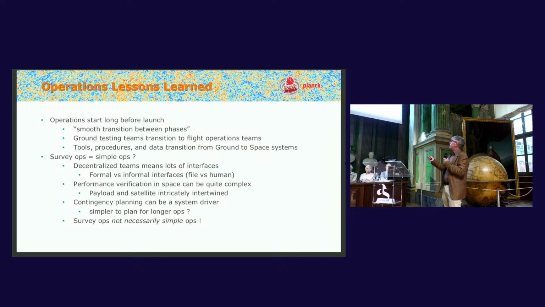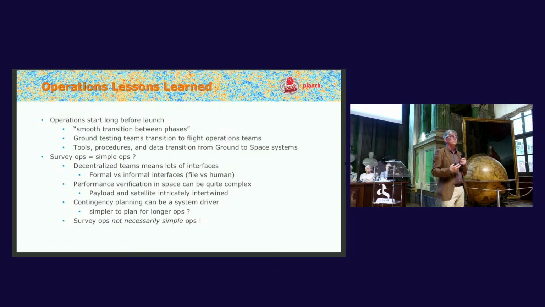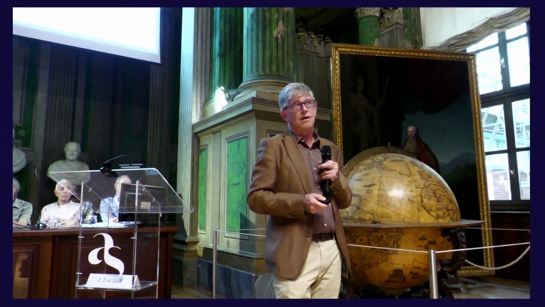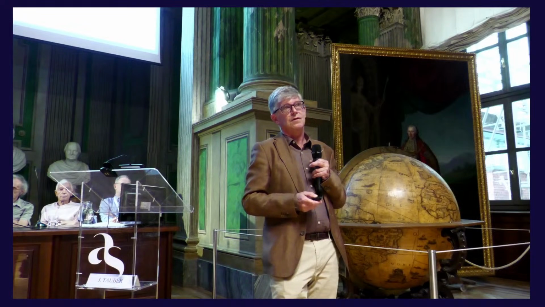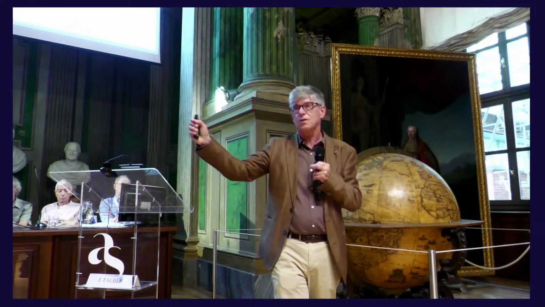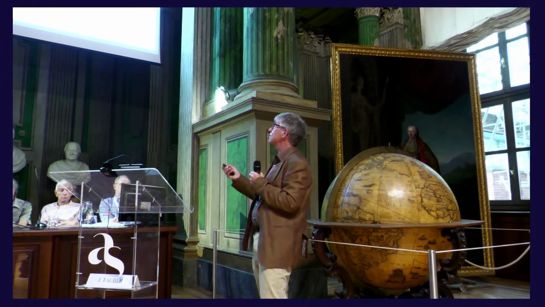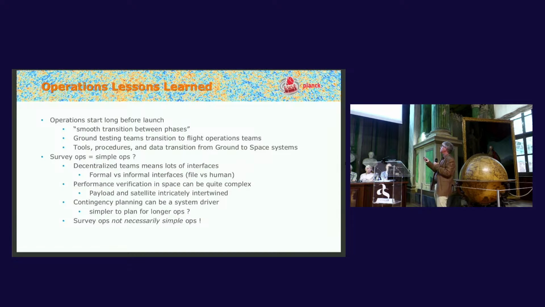And then the performance verification in space can be very complex. For Planck, it was very complex, mainly because of the thermal situation. The whole satellite was reacting to thermal changes. In particular, during the cool down, we had to have an intricate set of operations to keep the thing stable. Every time you touch something in the satellite, something else would be reacting to that. So this can be quite complex.